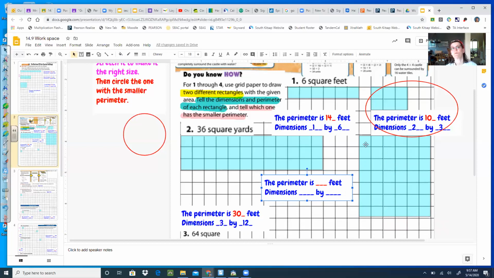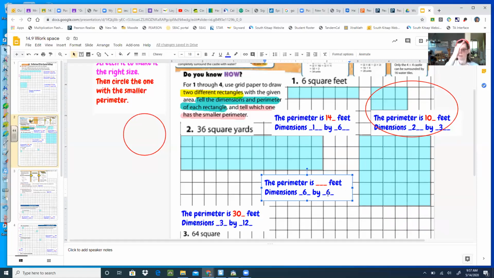Is it really 6 by 6? 1, 2, 3, 4, 5. Oh, I made it too big. No wonder it doesn't look like a square. There we go. Now I have a 6 by 6. So 6 by 6. Okay, so now we need to find the perimeter.